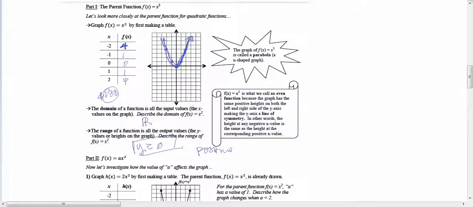Let's read what they have here and we'll comment on that. F of x equals x squared is called an even function because the graph has the same positive heights on both the left and right side of the y-axis, making the y-axis the line of symmetry. Remember we talked about the axis of symmetry or the line of symmetry. In other words, the height of the negative x value is the same as the height of the corresponding positive x value. So basically it's saying that x equals negative 2 gives me 4, which is the same as x equals positive 2. This is called a parabola. It is a U-shaped looking thing.